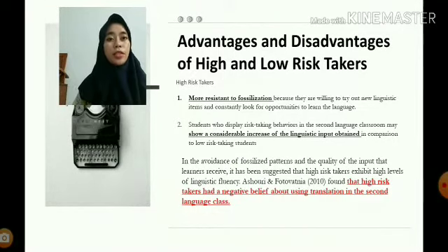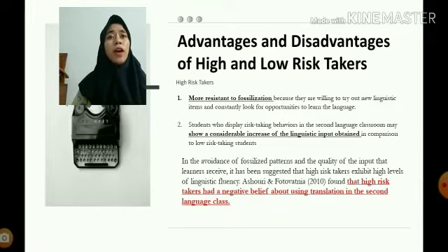The first is more resistant to fossilization, and then the students show a considerable increase of the linguistic input obtained. Since they are willing to try out new linguistic items and constantly look for opportunities to learn the language, they become more resistant to fossilization.